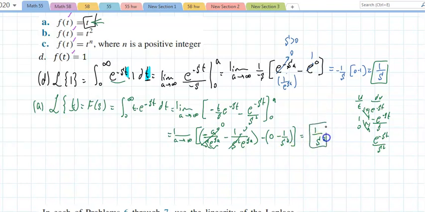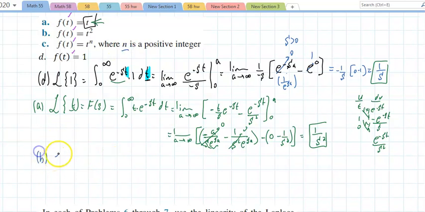And there it is. And if I apply part C, if I apply the Laplace transform on t to the n, where n is a positive integer, that, oh, I forgot about t squared. I'm sorry, let me do b.